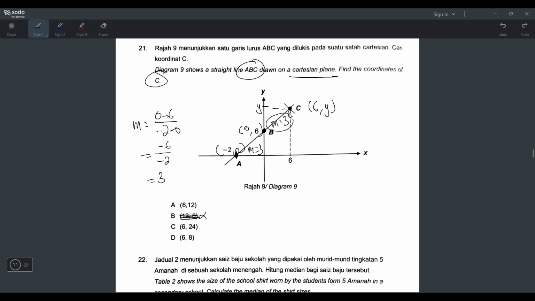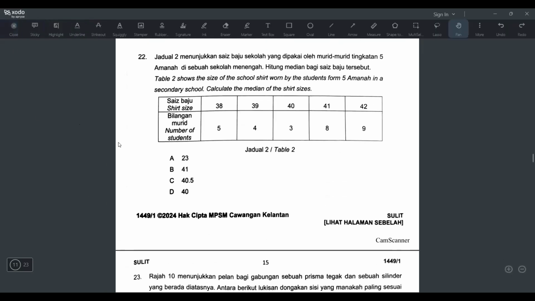So if this line is gradient 3, that means y minus 6 over 6 minus 0 will give you 3 also. Right? So now you become y minus 6 equal 3 times 6, 18. 18 plus 6, 24. So the answer is C because your point is 6, 24. Right? So that's how I would do it. Okay? So hope you understand.